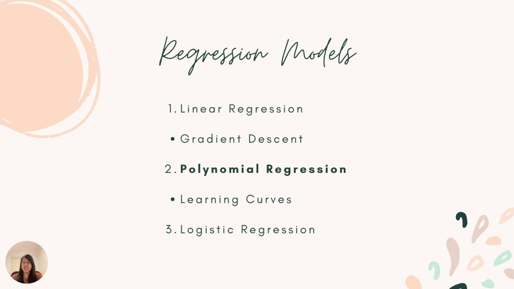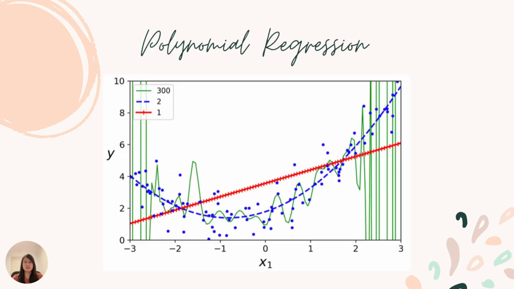Now, what if your data is actually more complex than a simple straight line? Surprisingly, you can actually use a linear model to fit nonlinear data. A simple way to do this is to add powers of each feature as new features, then train a linear model on this extended set of features. This technique is called polynomial regression. It is a more complex model that can fit nonlinear datasets. Since this model has more parameters than linear regression, it is more prone to overfitting the training data.